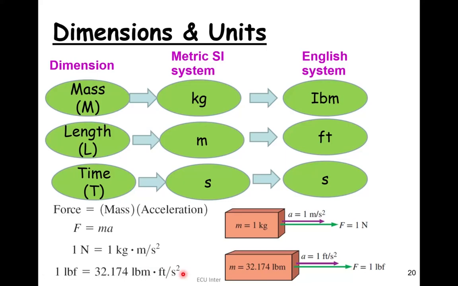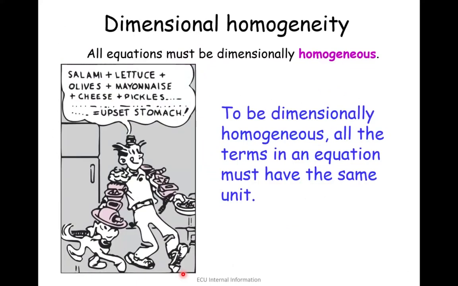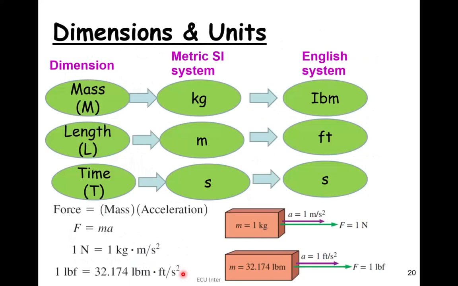So this shows us what the primary units are and what systems of unit we have. We have metric, and we also have the English system. What we use in this unit is the SI unit.